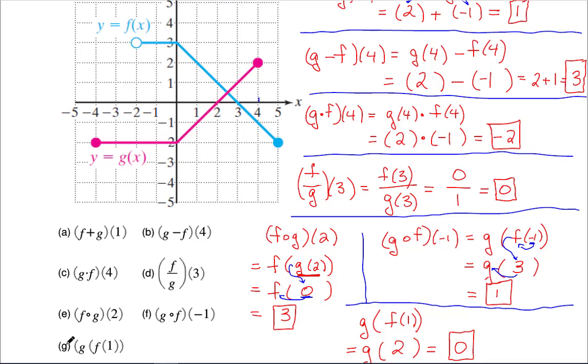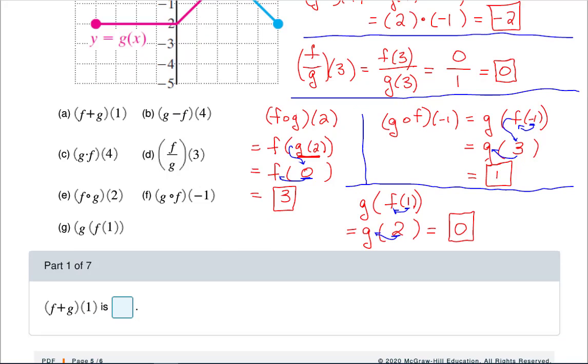And g of f of 1. All right, so 1 goes into f. What happens? 1 into f, and f produces a 2. All right, and the 2 now goes into g, and g of 2 produces 0. So it's mainly just reading things off of a graph and tracing out the steps.